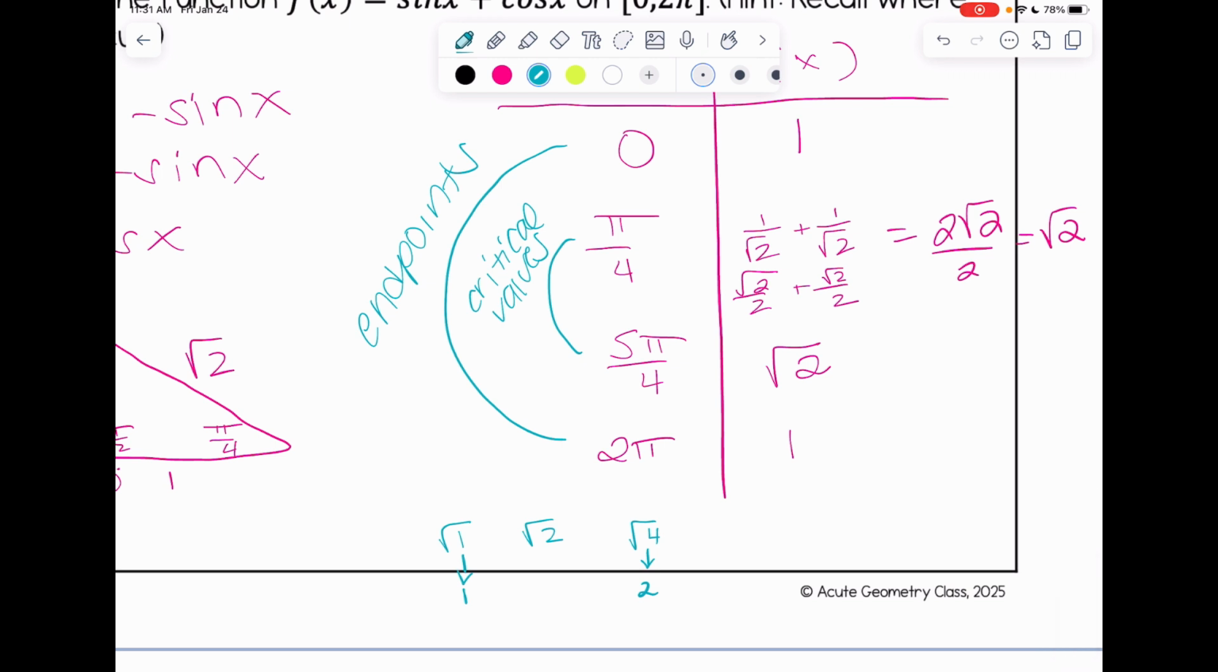So these are going to be our absolute extrema. There's an absolute extrema of radical 2 that occurs at pi over 4 as well as 5 pi over 4. Since endpoints cannot be relative extrema, the points at 0 and 2 pi do not produce any extrema here.